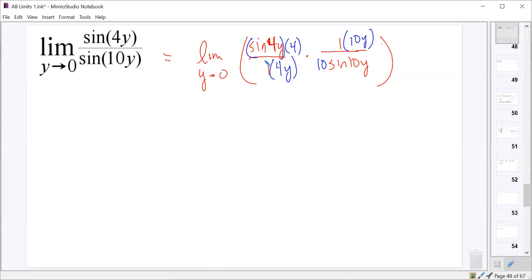And now this should look very nice. All I have to do is separate it into two different limits. The first one will be the sine 4y over 4y, and I'll put a 4 out in front.